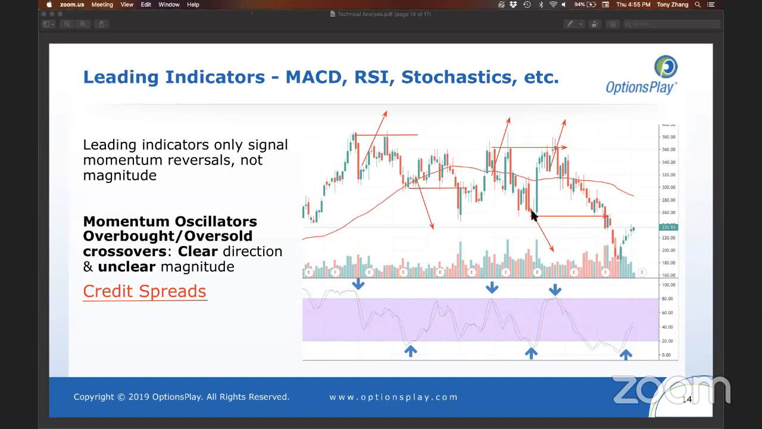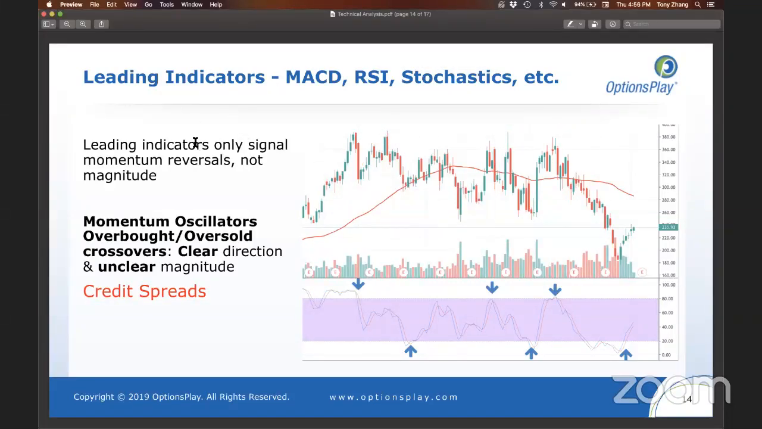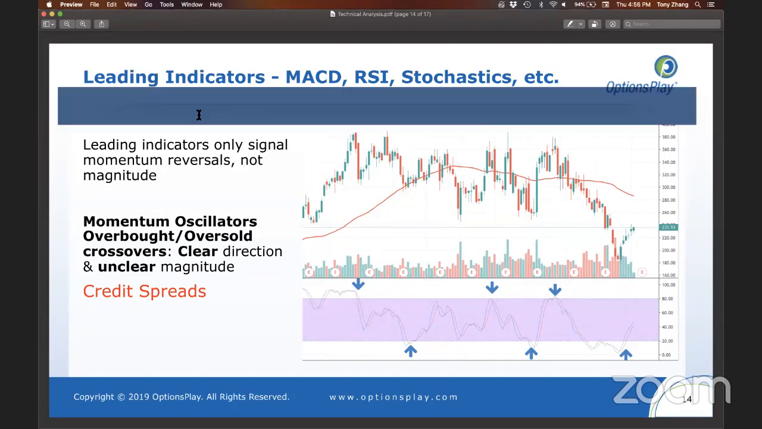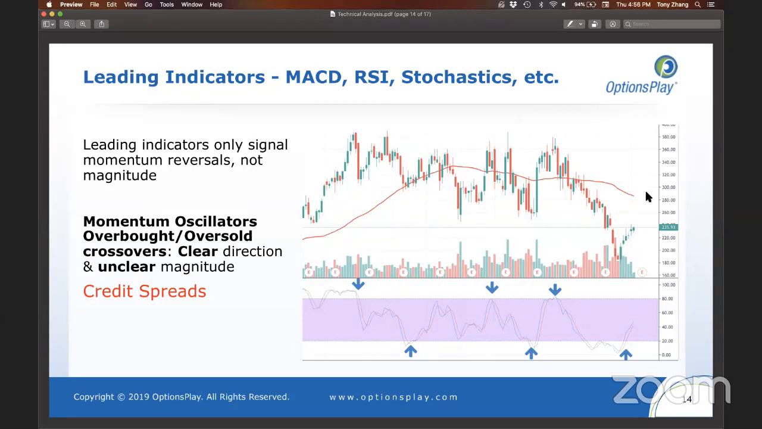It's not telling me that it's going to move that far. It's only going to tell me that it's not going to move below. So keep that in mind when you're using these types of momentum indicators, that yes, it's telling you a reversal, but it's not telling you how far that reversal is going to go. So that's why it doesn't make sense typically to use these indicators to give you a sense for buying a call or buying a debit spread.